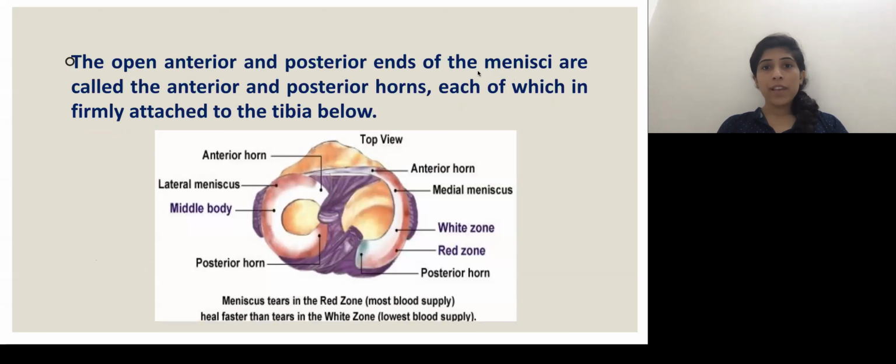So, as we have already discussed, the meniscus has anterior and posterior ends, called the anterior and posterior horn, and it is firmly attached to the tibia below. Here you can see this is the anterior horn, this is the posterior horn, the openings of the menisci on both sides, in the anterior direction and the posterior direction, and it is firmly attached to the tibia.